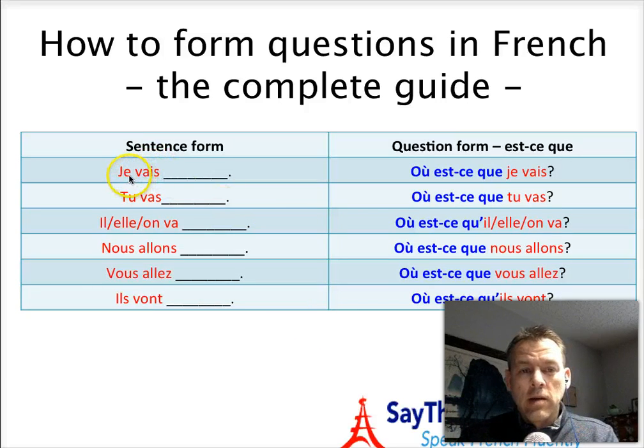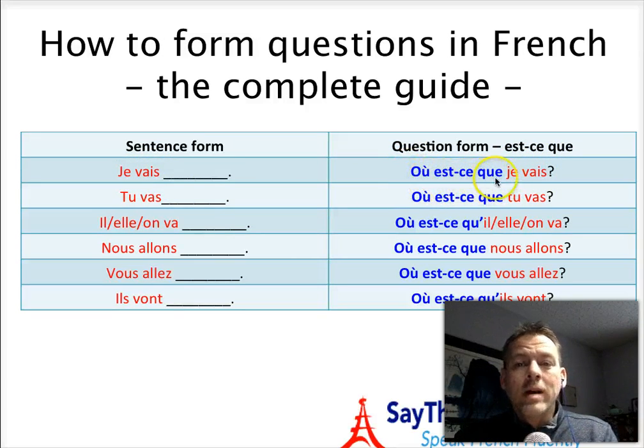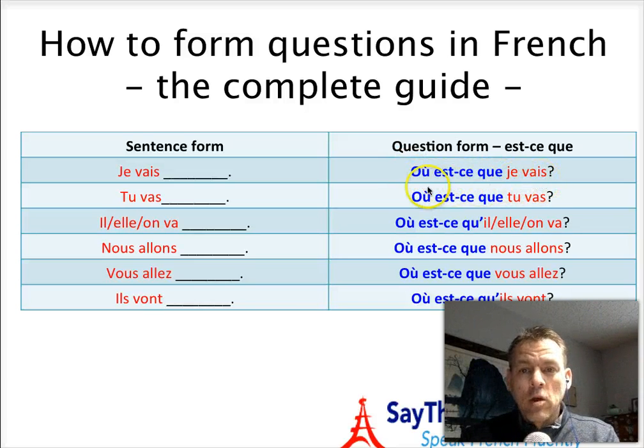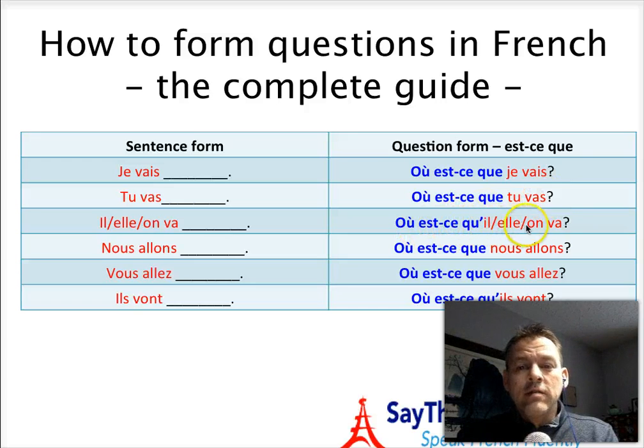Now, let's see how that works. Je vais stays the same. Où est-ce que je vais? Où est-ce que tu vas? Où est-ce qu'il va? Où est-ce que nous allons? Où est-ce que vous allez? Où est-ce qu'ils vont?